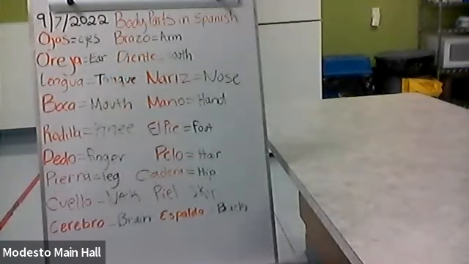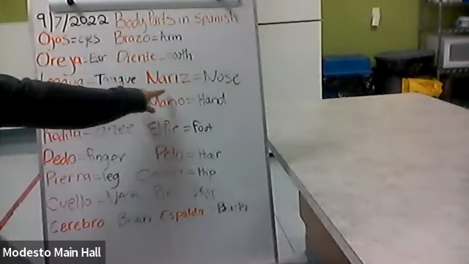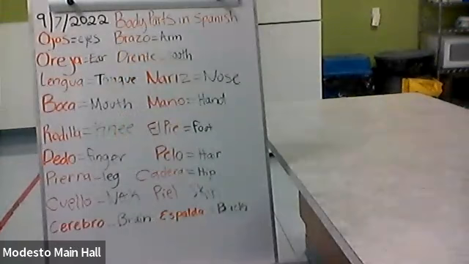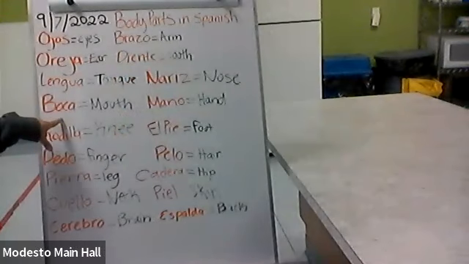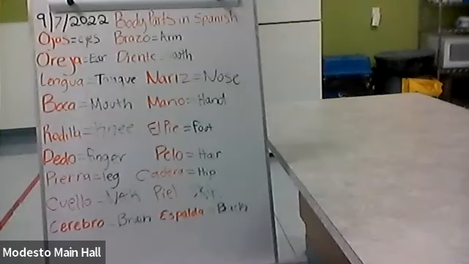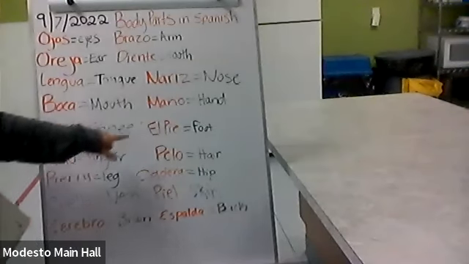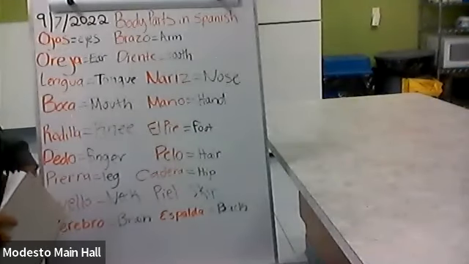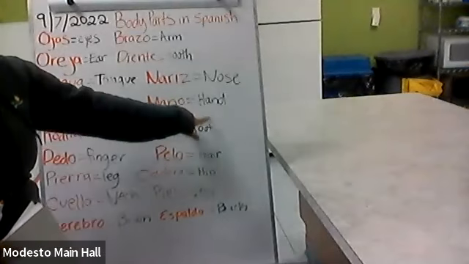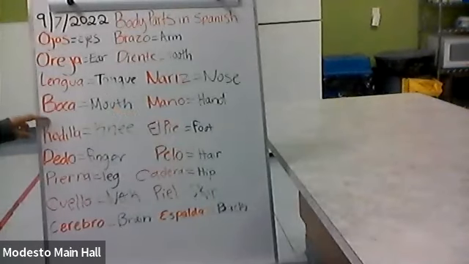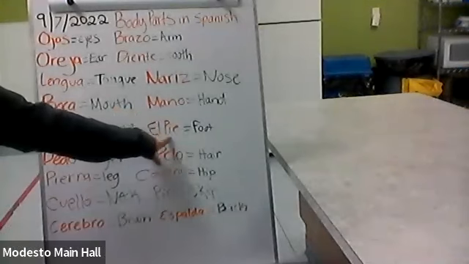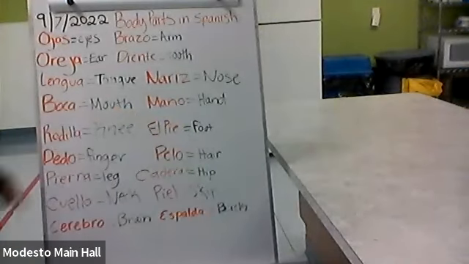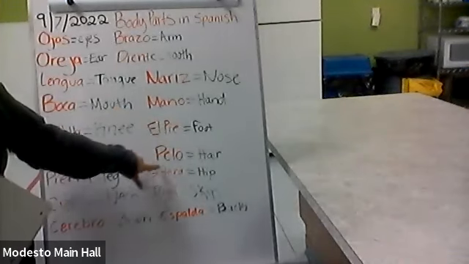Remember when I said, if you guys want to order some tacos de lengua. Nariz is nose. Next, we have boca, which translates to mouth. Can you guys repeat boca? Good job. Next we have mano, which translates to hand. We have rodilla, which is your knee. We have pie, which is foot. Dedo, which is finger. All of your fingers would be dedos with an S. Pelo would be your hair.